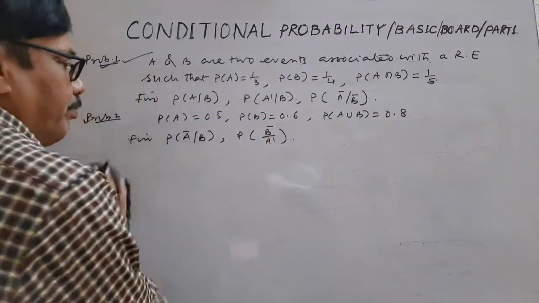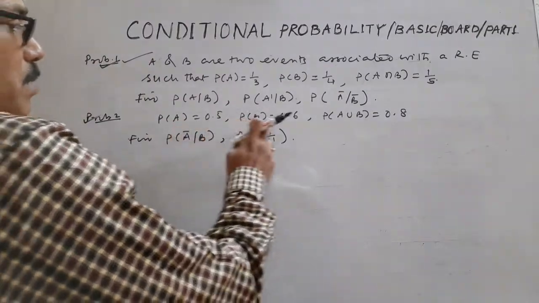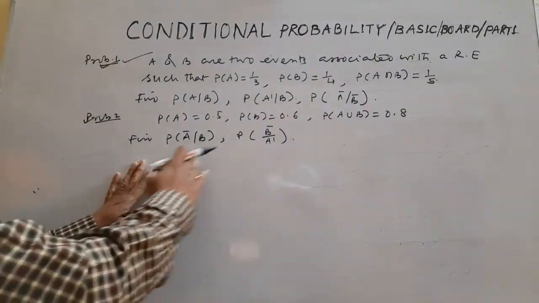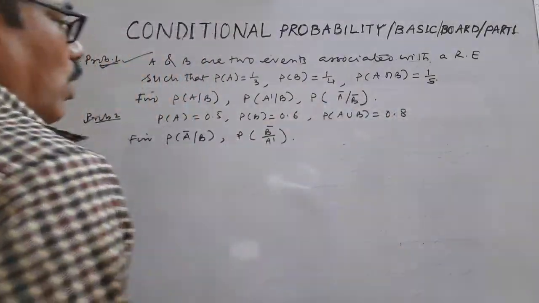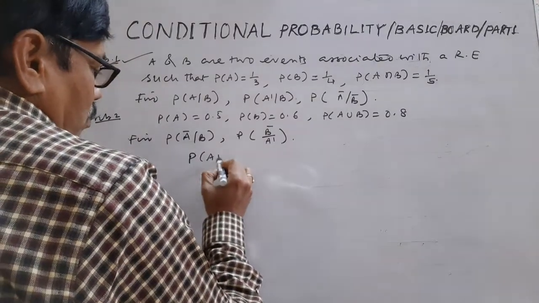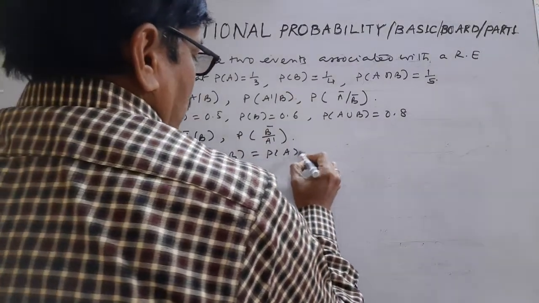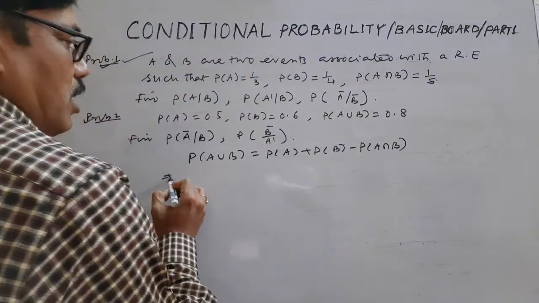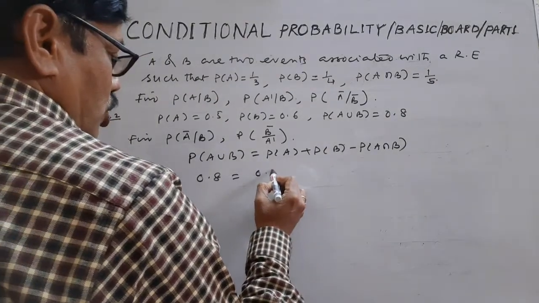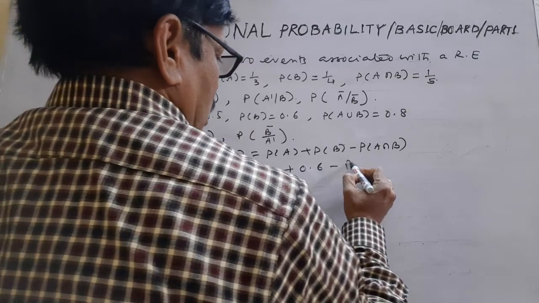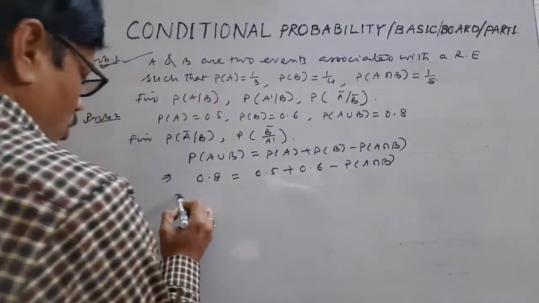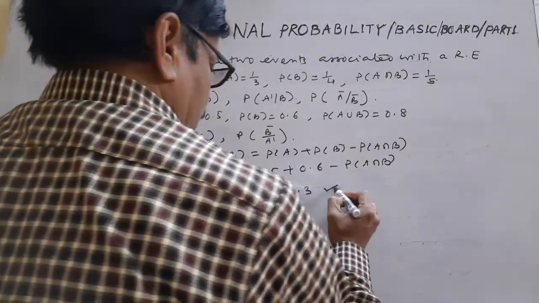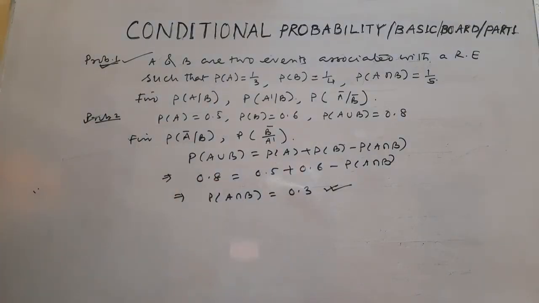Exactly the same problem. So P(A), P(B) and P(A union B) are given. But for conditional probability, we need the intersection. So P(A union B) equals P(A) plus P(B) minus P(A intersection B). This implies 0.8 equals 0.5 plus 0.6 minus P(A intersection B). So what is P(A intersection B)? It is 0.3, which is 1.1 minus 0.8.